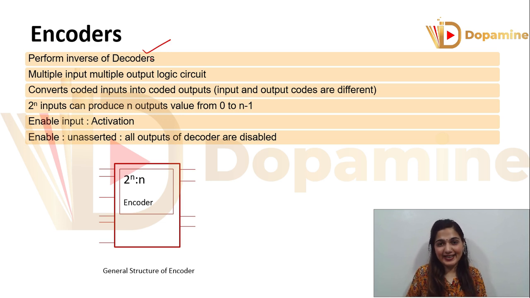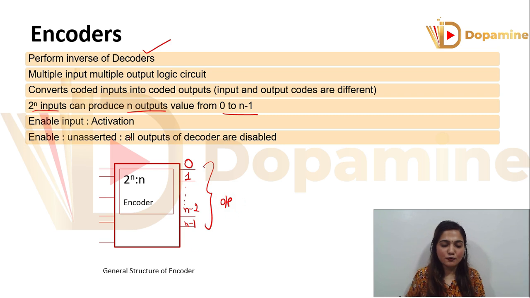That's why I was saying that you should go and watch the previous videos on the decoders first. Whatever we have discussed in the decoders, encoders are going to do the opposite of that. It is again a multiple input, multiple output logic circuit. Here we have 2 raised to power n inputs and n outputs, valued from 0 to n minus 1. So we have the 0th output, the first output, till the n minus 2th output and the n minus 1th output in the general structure of the encoder.